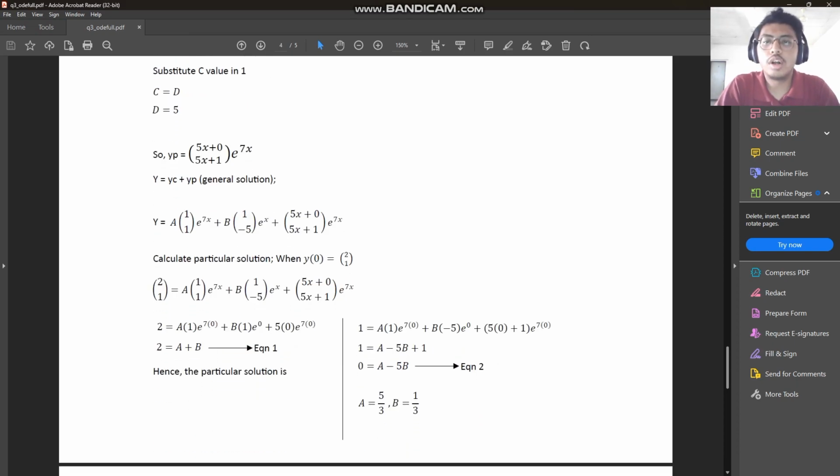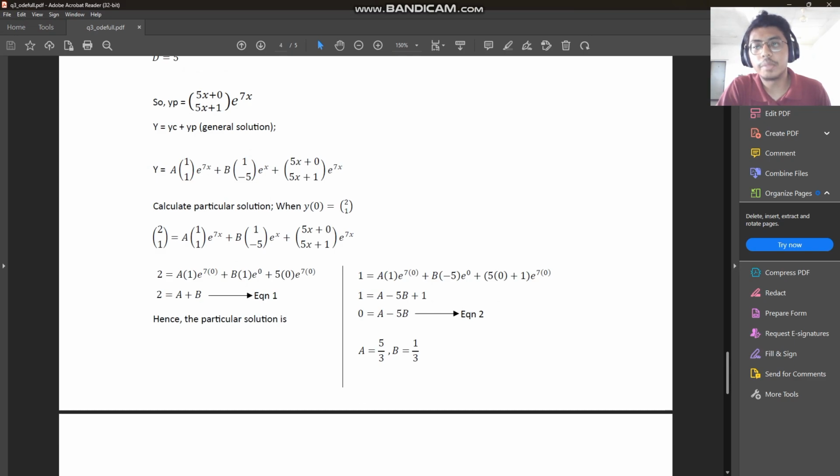Next, we input all the information into the YP. So YP is 5x plus 0, matrices of 5x plus 0, 5x plus 1, 2 exponent 7x. So this is the general solution as you can see down below. So you guys can read.